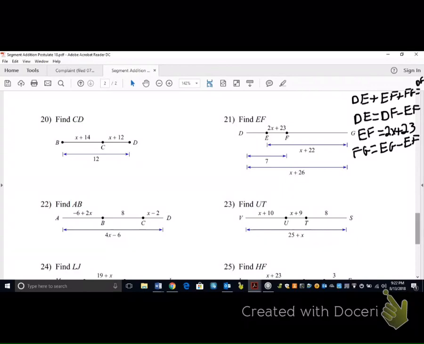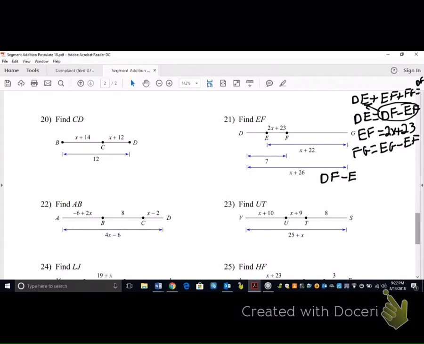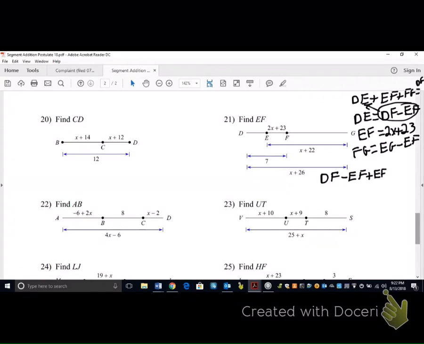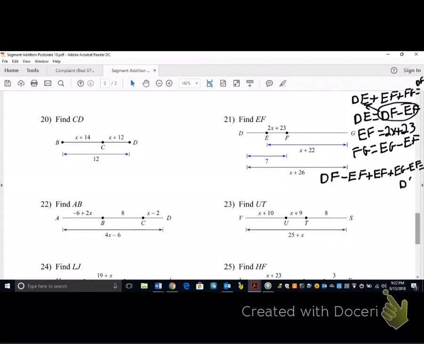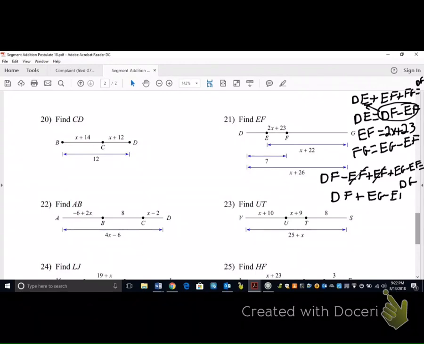Now that I've got all those done, I'm going to plug that back in. So instead of DE, I'm going to write DF minus EF. I can still write EF. And then instead of FG, I'm going to write EG minus EF. And all of those together are going to equal DG. So this gives me DF plus EG minus EF, and again, these are distances, equals the distance from D to G.